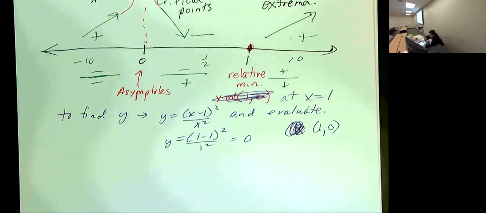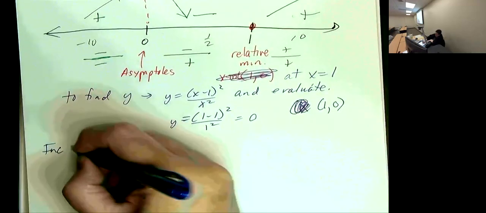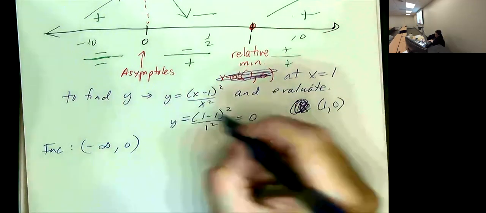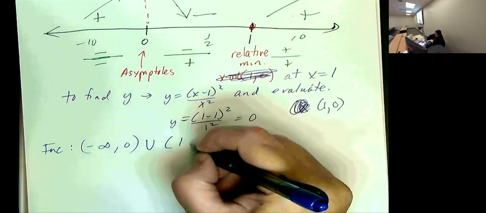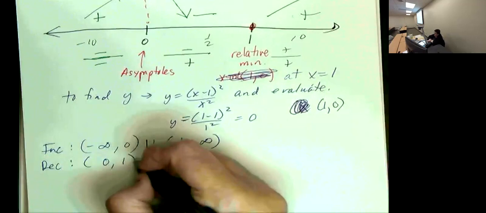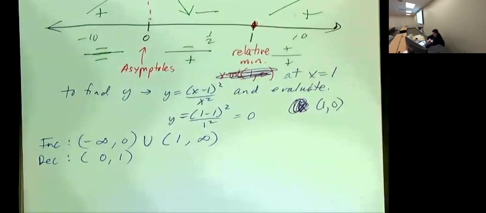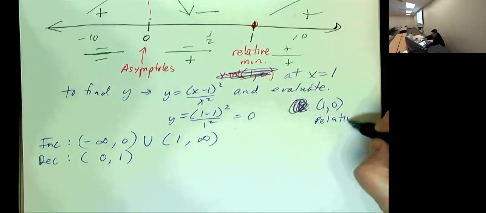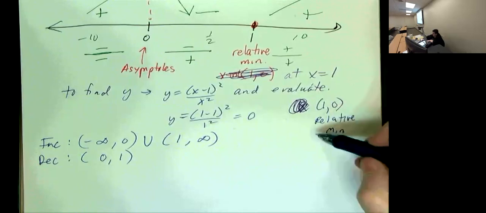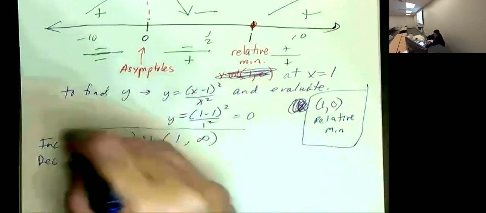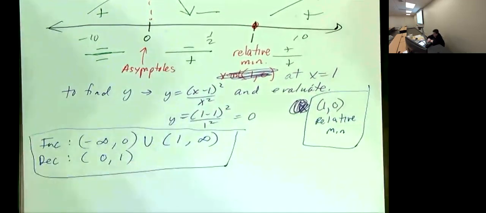So we know where it's increasing. Increasing from negative infinity up to 0. 0 is an asymptote. And it's also increasing from 1 to infinity. It's decreasing from 0 to 1. And (1, 0) is a relative min. There is no relative max, apparently. So that's what we got out of y prime.